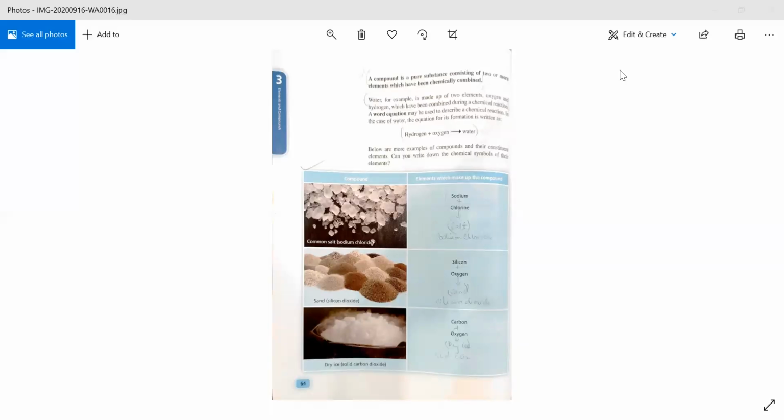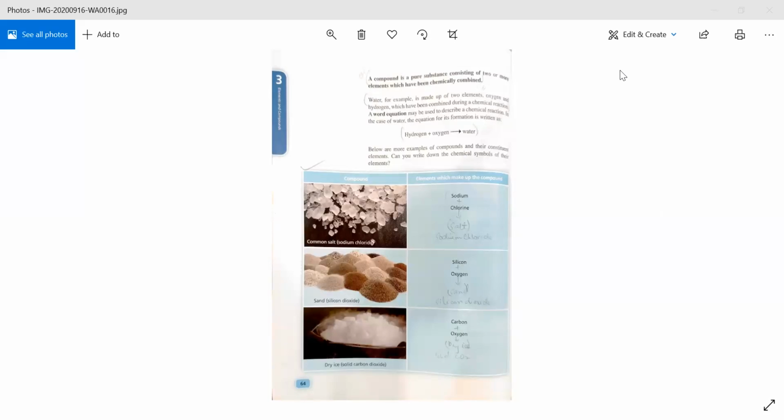Now students, moving to page number 64. A compound is a pure substance consisting of two or more elements which have been chemically combined. Water, for example, is made up of two elements, oxygen and hydrogen, which have been combined during a chemical reaction. A word equation may be used to describe a chemical reaction.